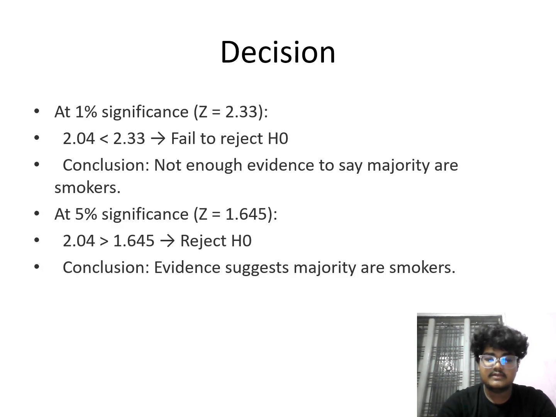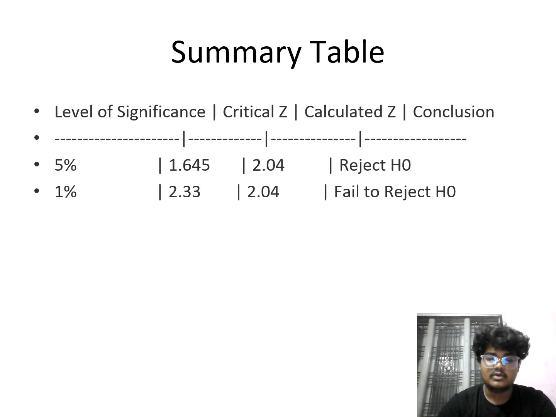At 1% significance, 2.04 is less than 2.33, so we fail to reject H0. Conclusion: not enough evidence to say the majority are smokers. At 5% significance, which is 1.645, 2.04 is greater than 1.645, which rejects H0, concluding that evidence suggests the majority are smokers.